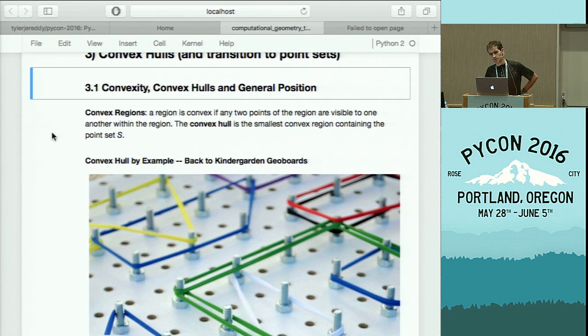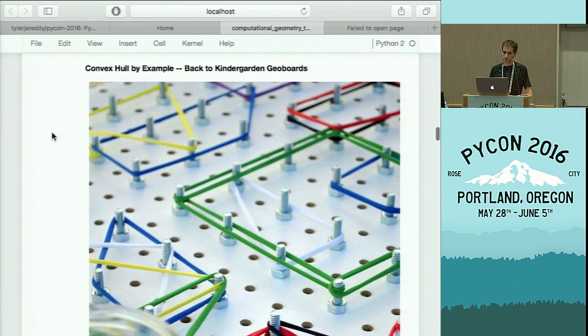The formal definition of the convex hull I find a bit confusing. It's effectively the intersection of all convex regions that enclose your point set. It actually helps a little bit to go back to kindergarten and look at one of these geoboards. This is a classic example used in a lot of computational geometry textbooks, where if you have some arbitrary point set and you want to calculate the convex hull, what you're effectively doing is just wrapping an elastic band around that point set. So it's the smallest convex enclosure that includes all of your data points.